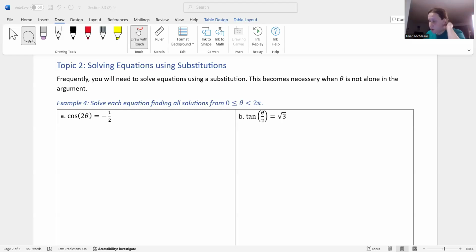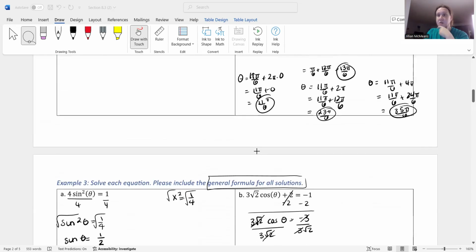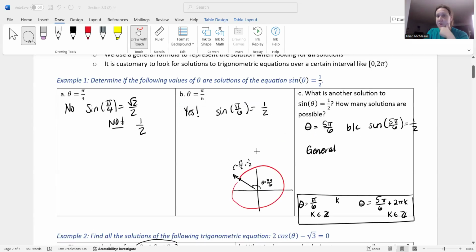For topic two, we're going to look at solving equations using substitutions. So that means solving trig equations using substitutions. And what I want to remind you of really, really quickly is when we were in the previous video, when we were looking at just the introduction to solving trig equations, there was something that was happening.